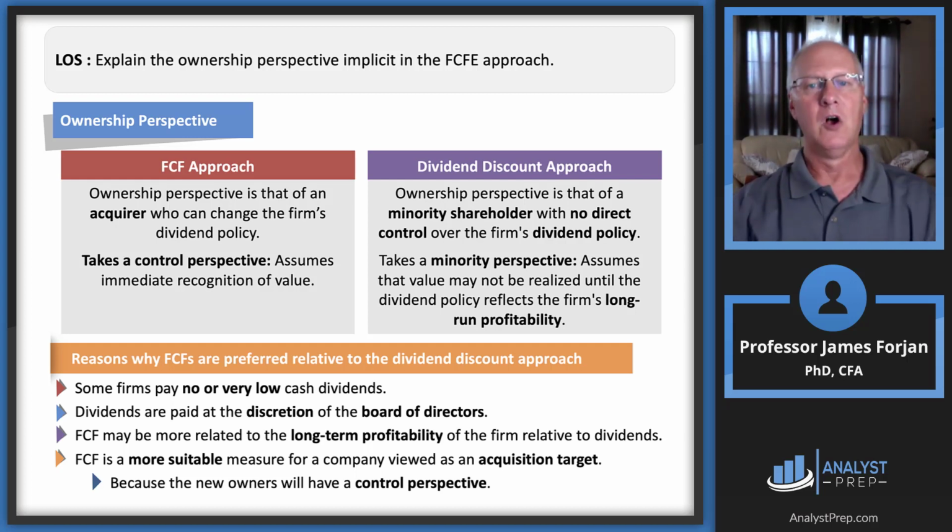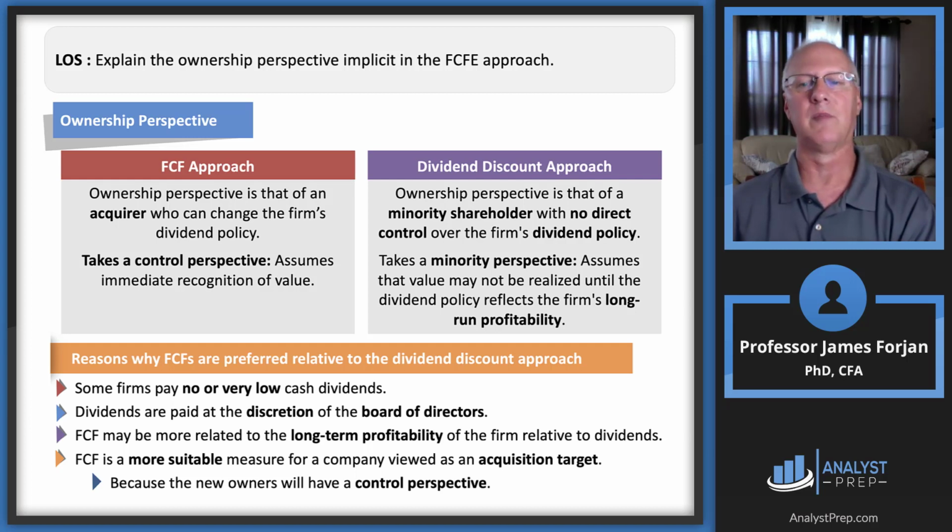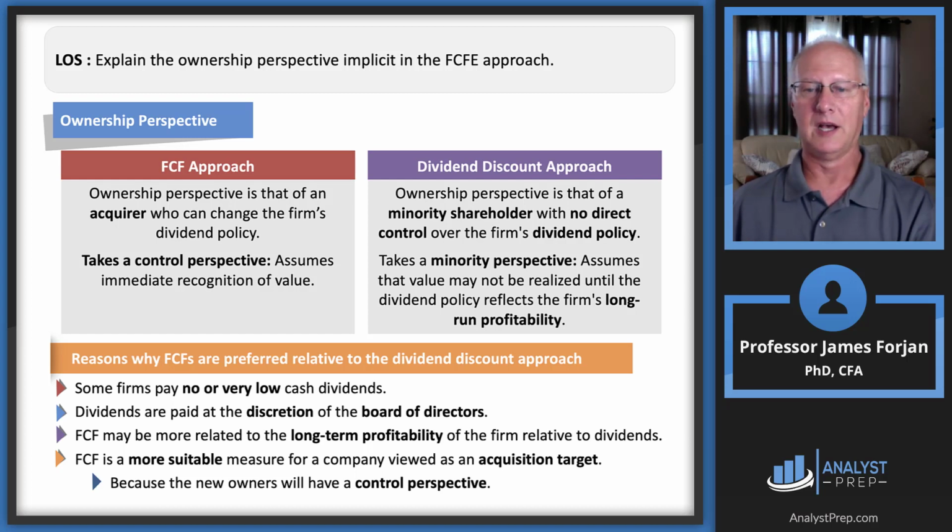premium. On the other hand, if we're just a regular shareholder like you or I, and we own maybe 100 shares of Harley Davidson or Johnson & Johnson, we're a small ownership, right? The reading refers to it as a minority shareholder with no direct control over the firm's dividend policy. So that's important. All right, look at the bottom there. Reasons why this is preferred relative to the discounted dividend approach.